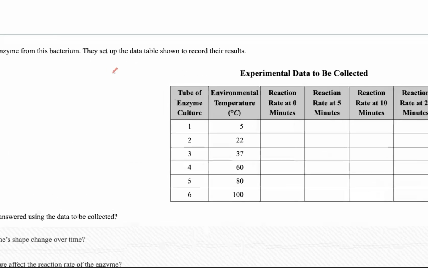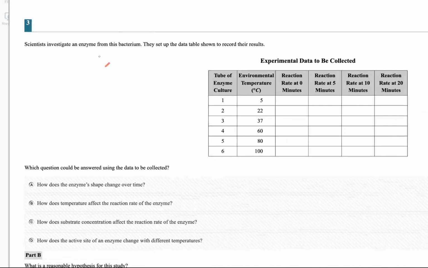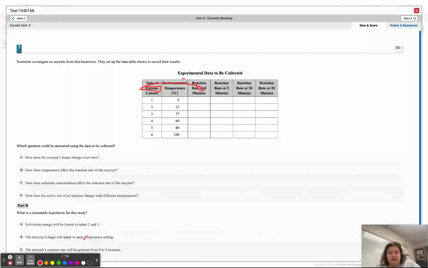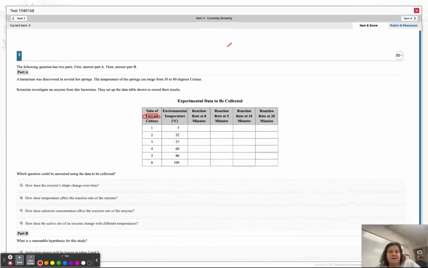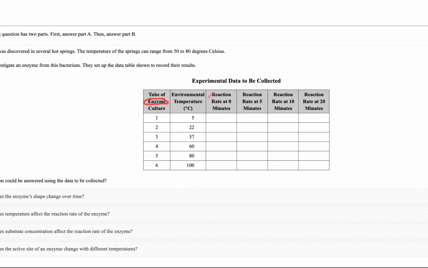Okay, so for this question, it wants you to look at the data that they're collecting and try to figure out what question they were trying to ask. So here I have an enzyme, that's a keyword I know, and I have temperature. It looks like they're measuring reaction rate, so they want to measure the effect of environmental temperature on reaction rate.